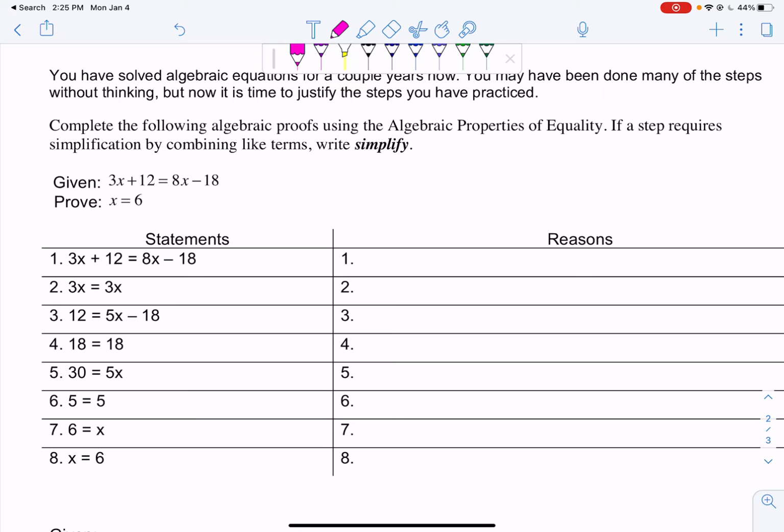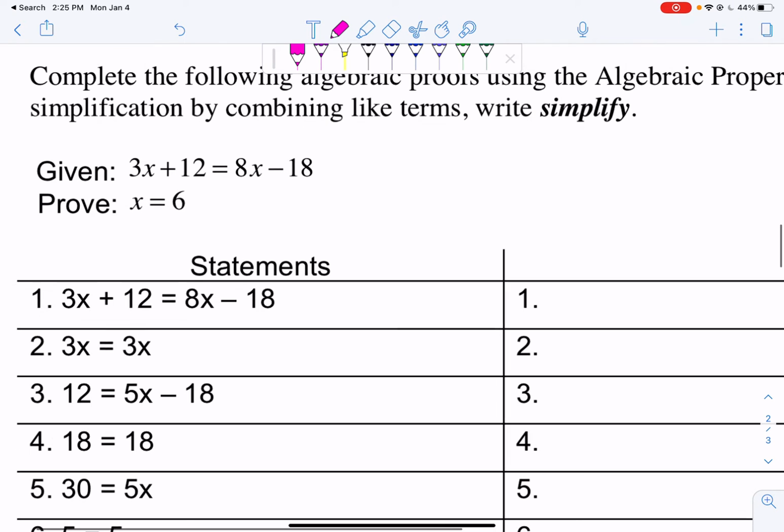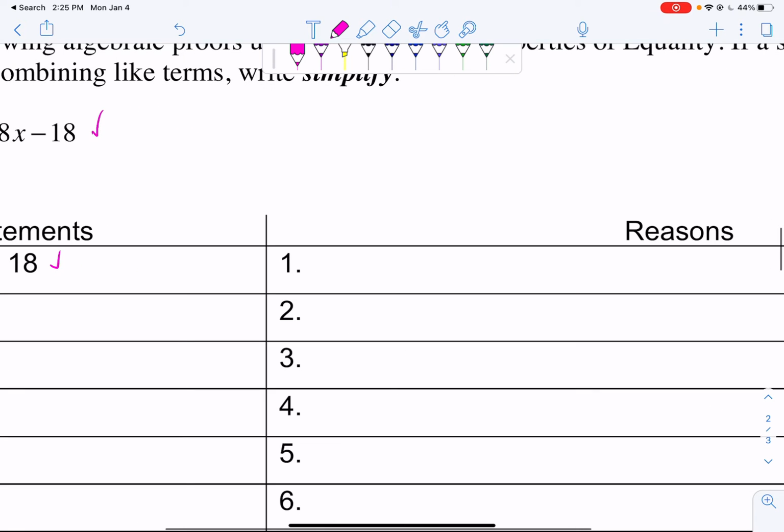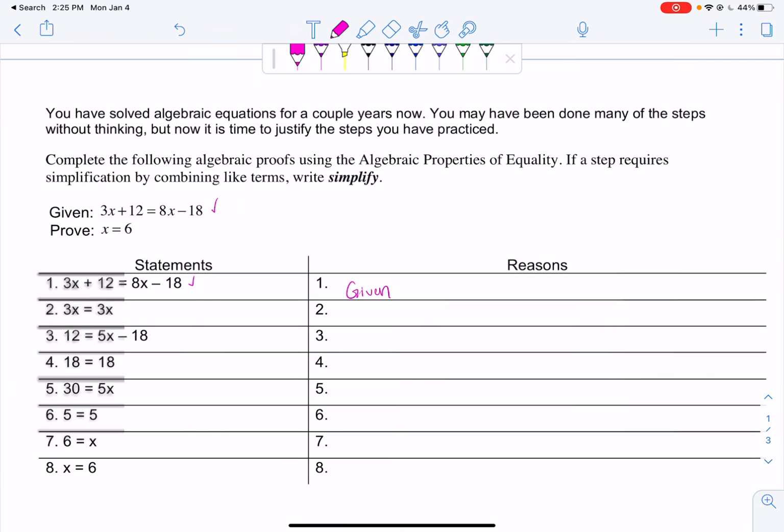If you look, my first statement is always my given information. So I have 3x plus 12 equals 8x minus 18. That matches up to what I gave you. So I would just write down given. And that's all you would write for reason number 1.